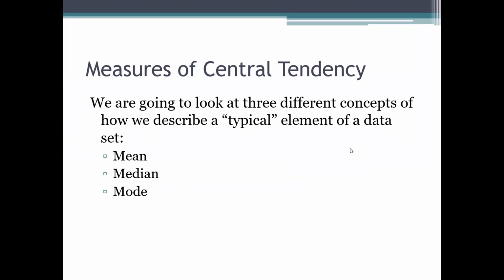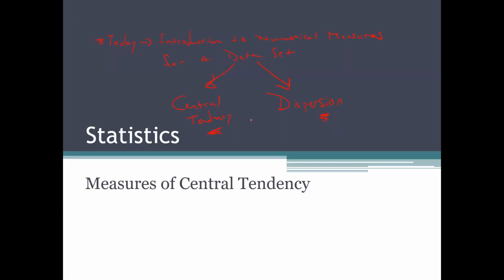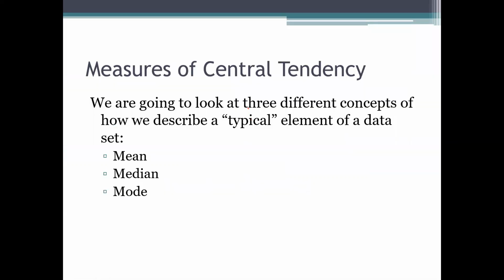Okay, so what are measures of central tendency? We're going to look at 3 different concepts of how we describe a typical data element. So there's 3 concepts we're going to learn in class today: the mean, the median, and the mode. So when you hear the mean, what is that synonymous with? What word do you think of when you hear the mean? Average. Yeah.